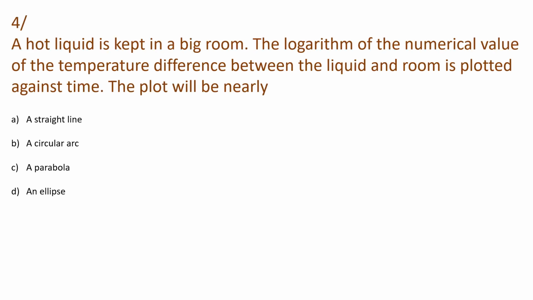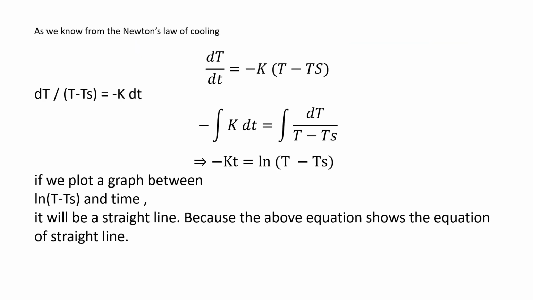So here it is, and the question is: a hot liquid is kept in a big room. The logarithm of the numerical value of the temperature difference between the liquid and the room is plotted against time. The plot will be nearly what? A straight line, a circular arc, a parabola, or an ellipse. What will it be? Let's see what will be the form.